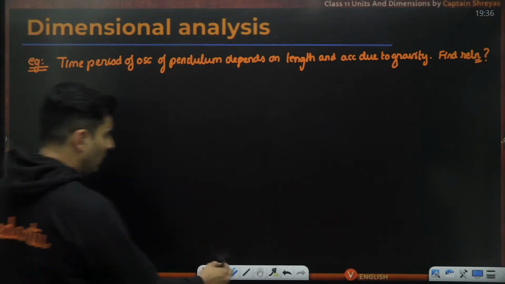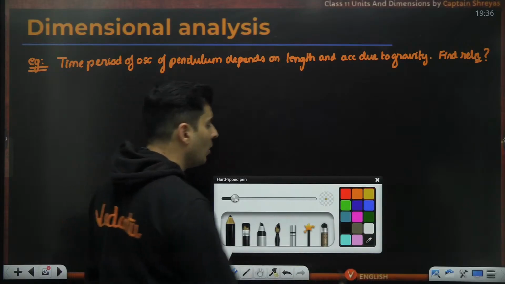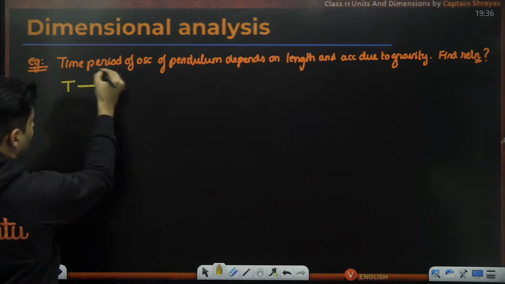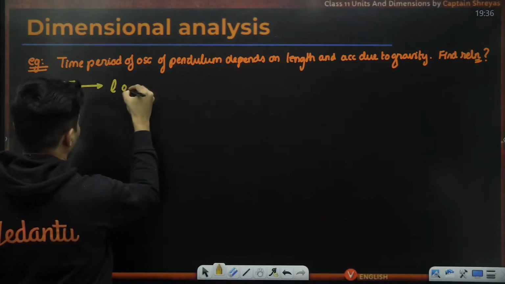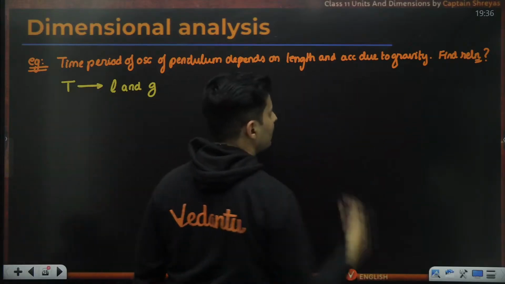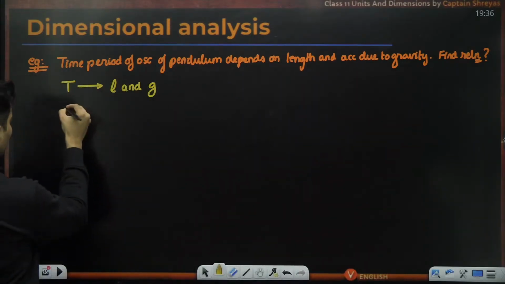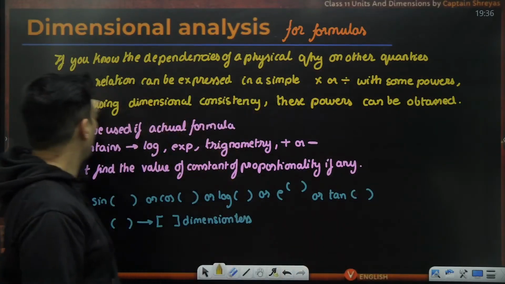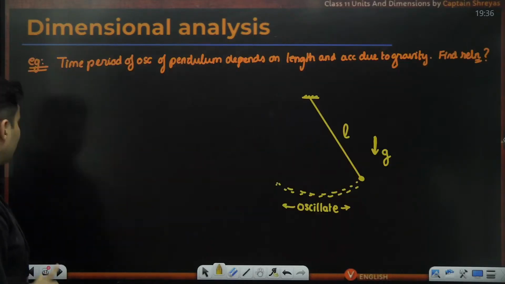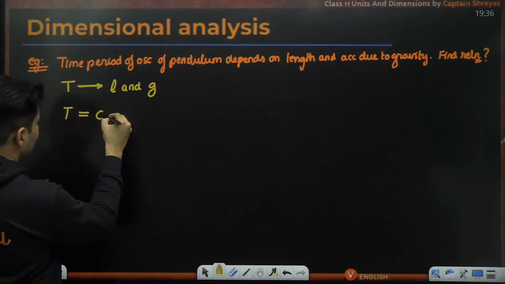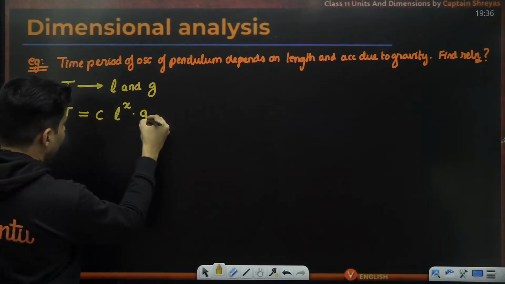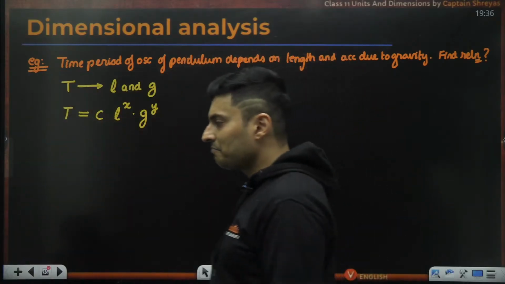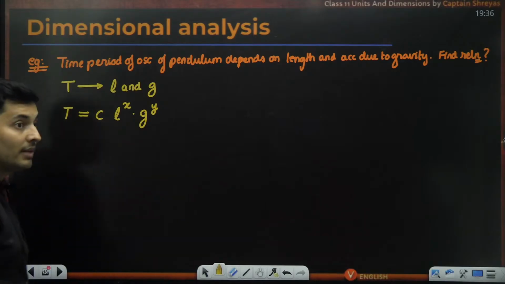First of all, let's see who is dependent on who. As we can see over here, the time period depends on the length and the acceleration due to gravity. It is clearly mentioned. How does it depend? I do not know. Like I mentioned over here, it should be a simple multiplication division with some suitable powers. Only then can you figure out what that formula is. So maybe the time period is some constant, length raised to x and gravitational acceleration raised to some y. Okay, fair enough. Now what will we do?